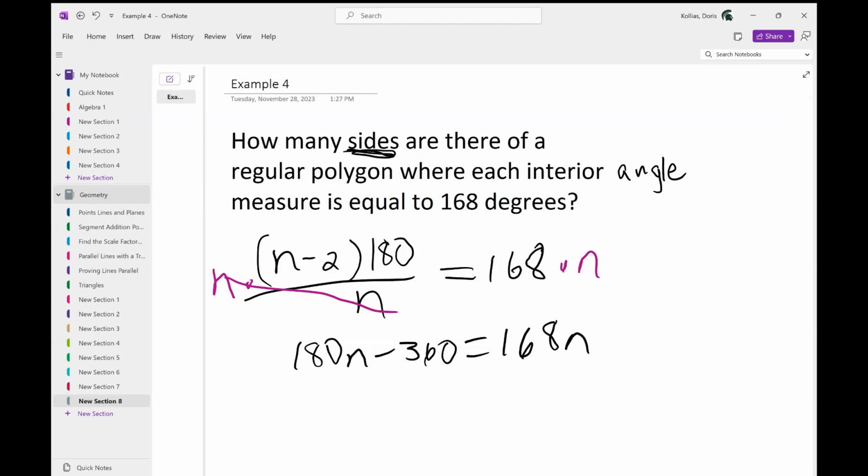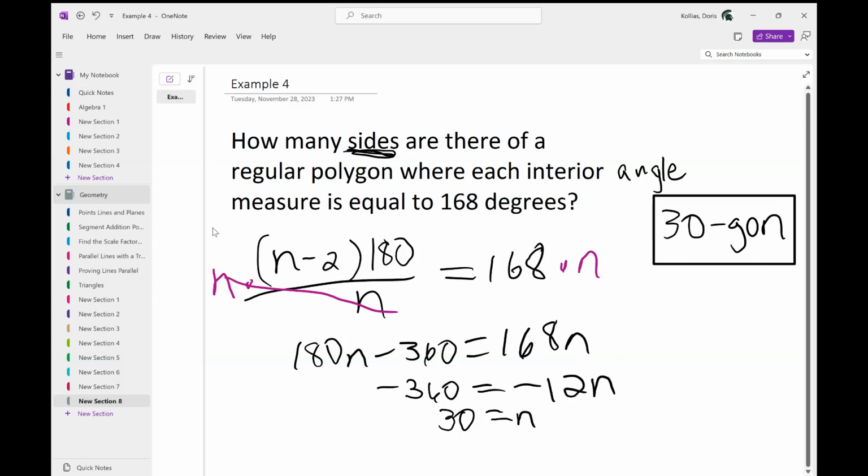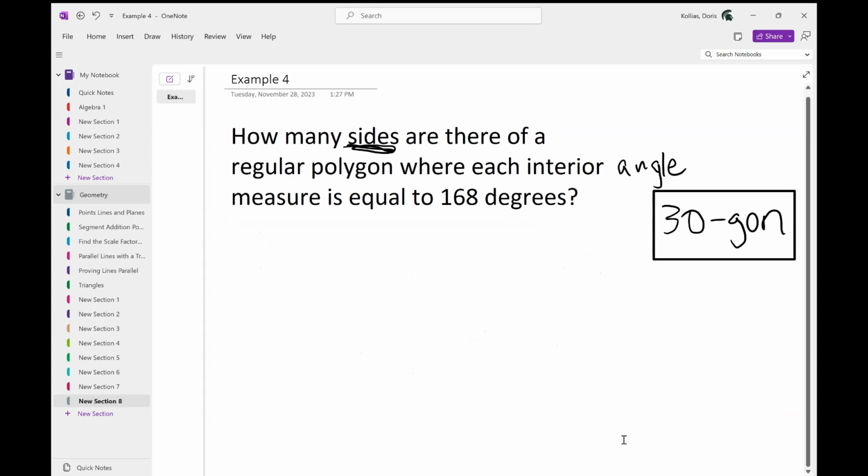Then we would subtract 180n from both sides, so we get negative 360 is equal to negative 12n. Then we just divide negative 360 by negative 12, and n will equal 30. Okay, so it has 30 sides. This is a 30-sided polygon. So a 30-sided polygon is the answer to this question. Now, there is a quicker way to do this, and I want you all to see how that looks. So let me take this stuff off.